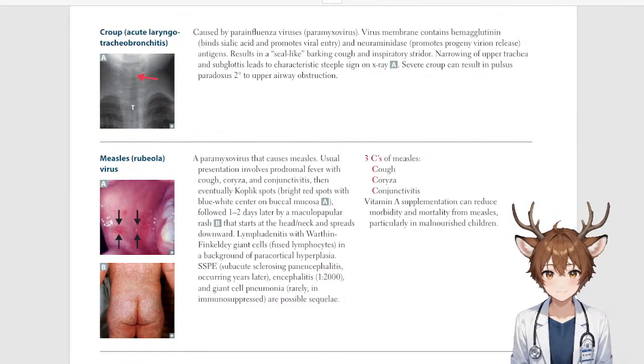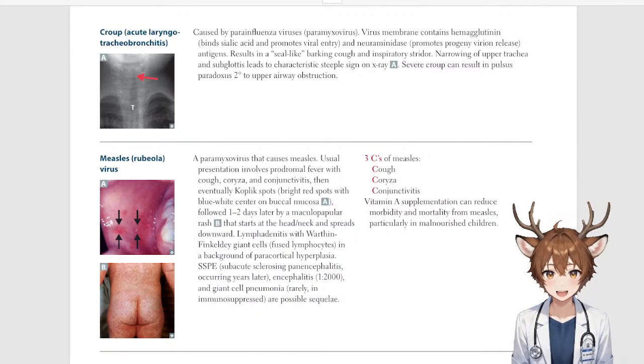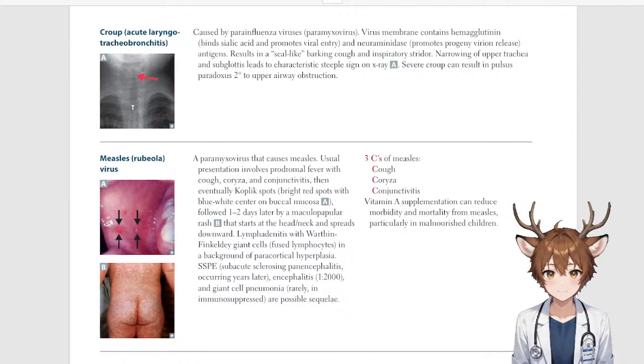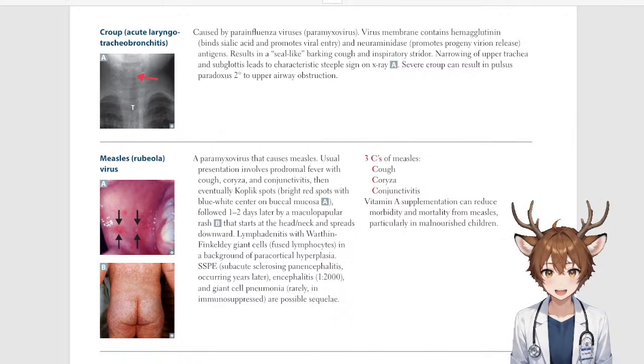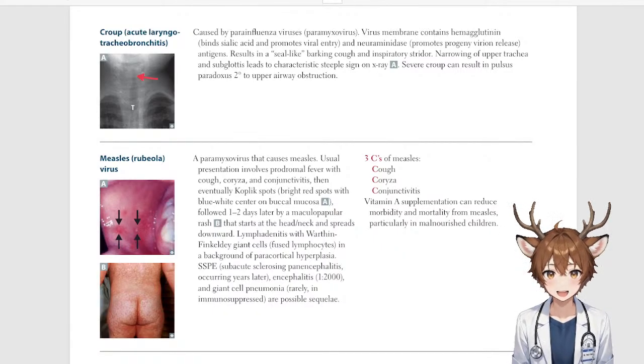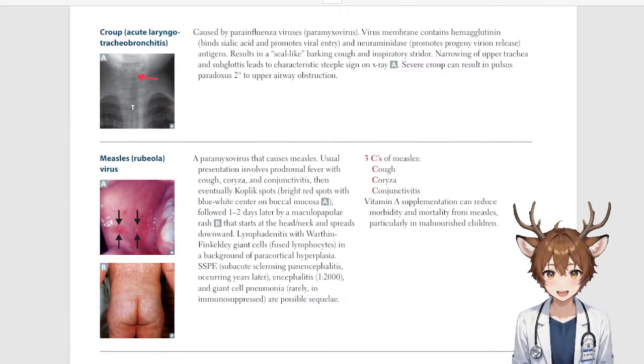So my thing says, what are the 4 C's of measles? Your thing says 3, but mine says 4. The 4 are cough, coryza, conjunctivitis, and also Koplik spots. Yes, Koplik starts with a K, but they're just going to work it in as the fourth C.